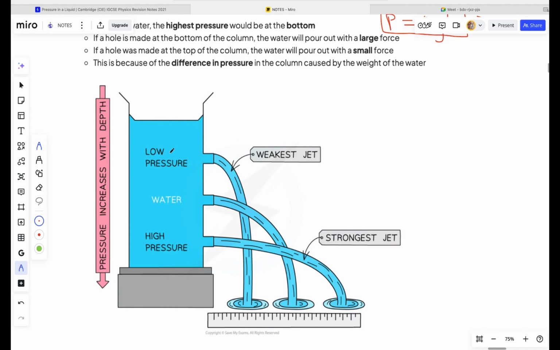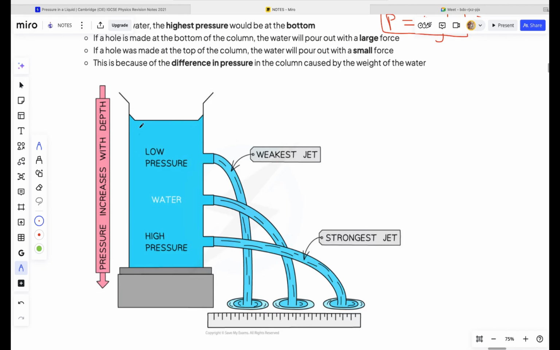Now the pressure at the top of the liquid is low, of course, because only the liquid at the top is exerting pressure somewhere here. But all of the liquid is exerting pressure at the bottom because of greater height. Because of what? Pressure increases with the depth of the container or of the liquid. Is that okay? Pressure increases with depth.